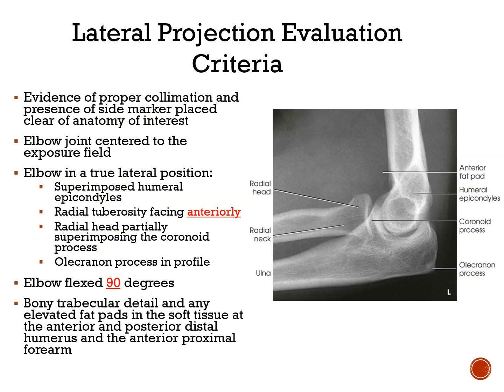Looking at our image, we've got the 90-degree angle. The olecranon process is in profile. We can see that the radial head is partially superimposed over the coronoid process. We can see the radial neck is shown. The radial tuberosity is facing anteriorly.